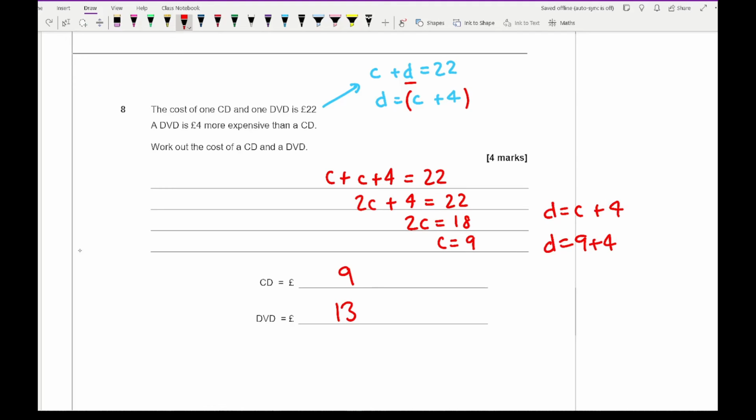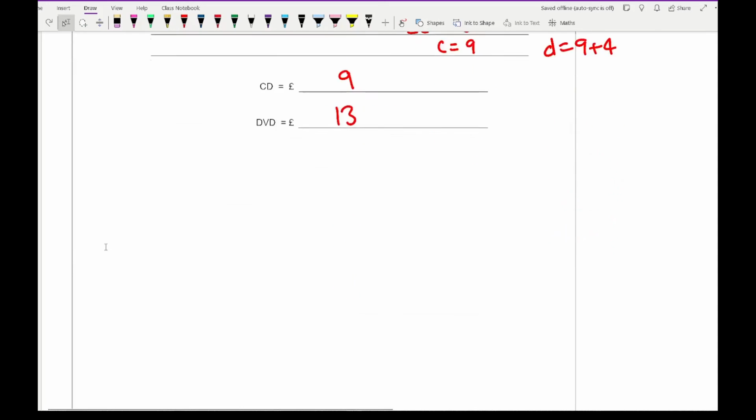Now, if you solve this simultaneous equation in any other format and you get 9 and 13, then you should get the marks. But for 4 marks, you're definitely going to need to show some working out. And obviously, please do write down the equations, because that alone will get you a couple of marks in itself.